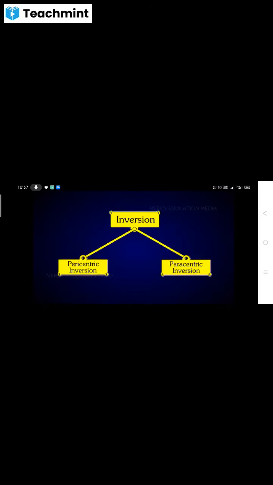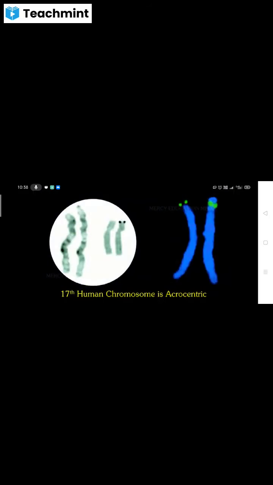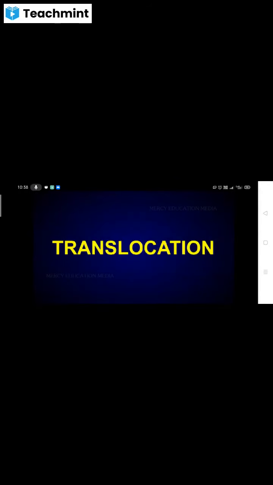Inversion is again differentiated into two types. The first one is pericentric inversion. Pericentric inversion involves the centromere: the chromosome is cut including the centromere, and that portion is inverted. An example is the 17th human chromosome, which is acrocentric. Paracentric inversion means the breaks in the chromosome do not include the centromere, and the segment is inverted.